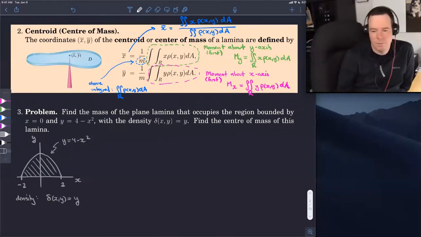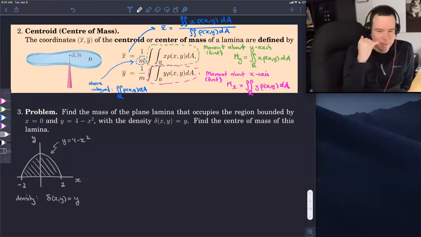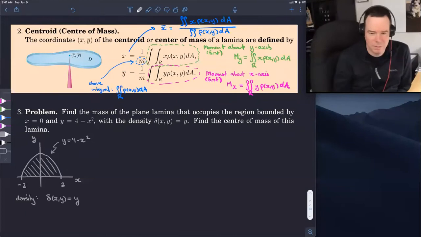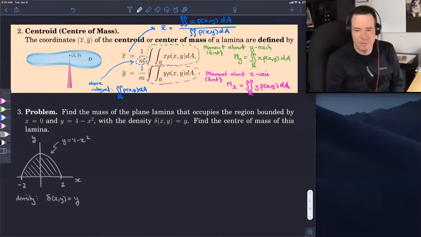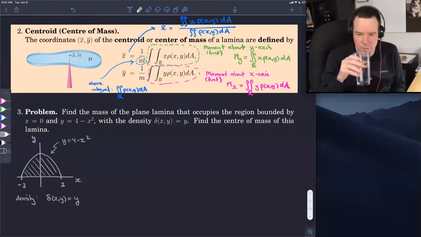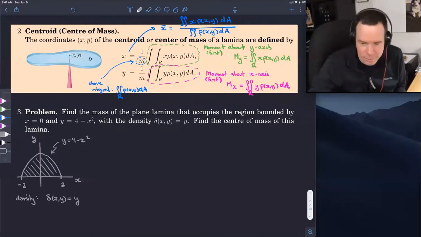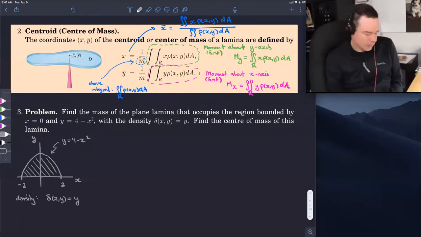The density is given by the y-coordinate of the point you're at. So in other words, the more you move upwards along this lamina, the higher the density is. So it's highly dense up near the top, low density near the bottom. And so if we're thinking about where a center of mass could potentially lie, since the higher the density is the further you move up, I'd expect the center of mass to be higher up the y-axis than it would otherwise be if it was a uniform density object.